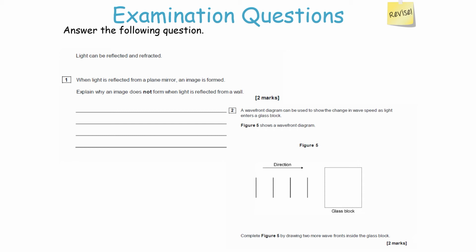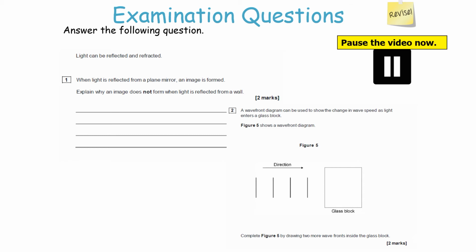Explain why an image does not form when light is reflected from a wall. And then a wavefront diagram can be used to show the change in wave speed as light enters a glass block. Figure 5 shows a wavefront diagram. Complete the diagram by drawing 2 more wavefronts inside of the glass block. So pause the video now and then unpause the video when you want to go through your answer.